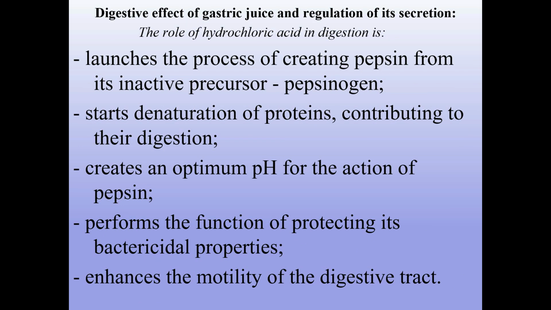The role of hydrochloric acid in digestion is: launches the process of creating pepsin from its inactive precursor pepsinogen, starts denaturation of proteins, contributing to their digestion, creates an optimum pH for the action of pepsin, performs the function of protection through its bactericidal properties, enhances the motility of the digestive tract.